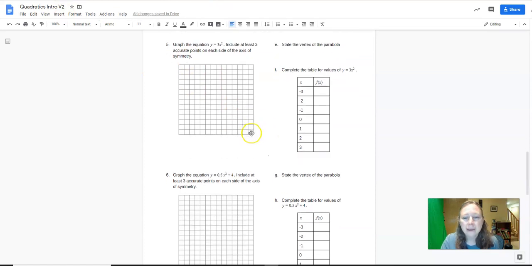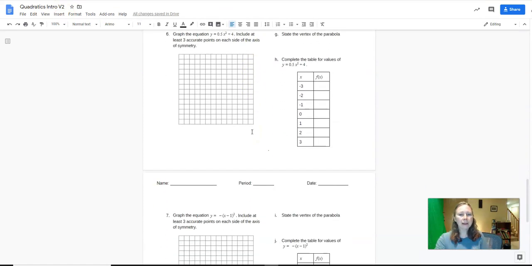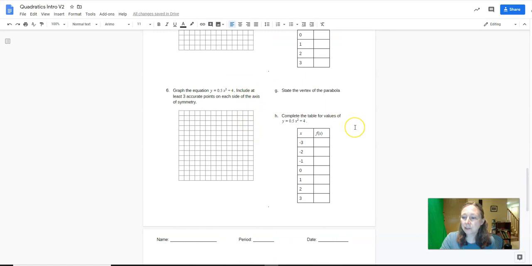There we go. On number 6, the function looks a little different, so a quick chat about order of operations before we fill out the table. When you do 0.5 x squared plus 4, you're going to do the math in this order. First, you'll take your x term and you'll square it. Then you'll take that and multiply by 0.5, which means you cut it in half, and then you're going to add 4. Okay?